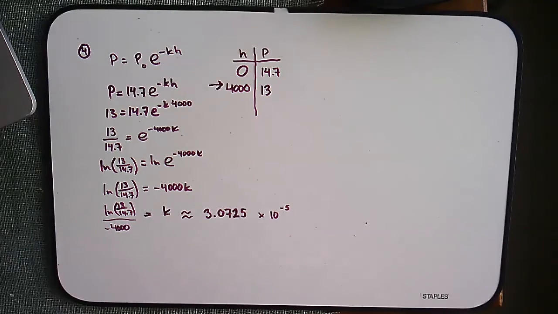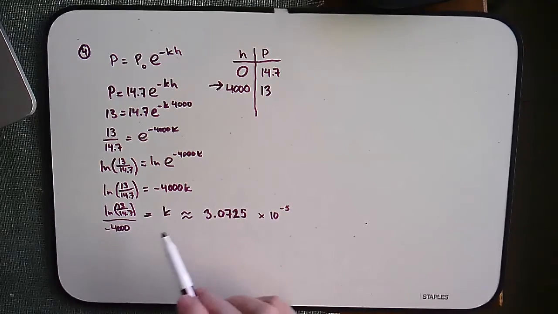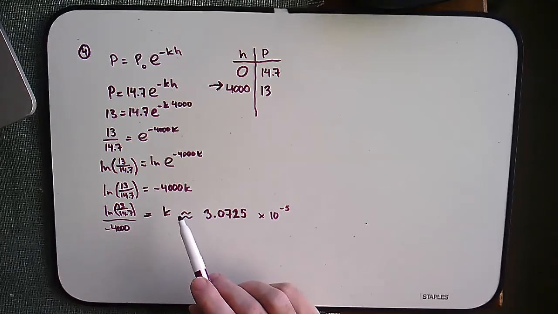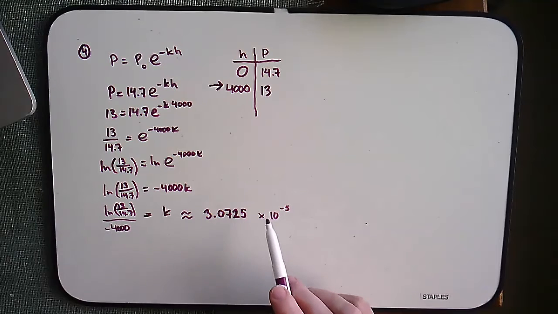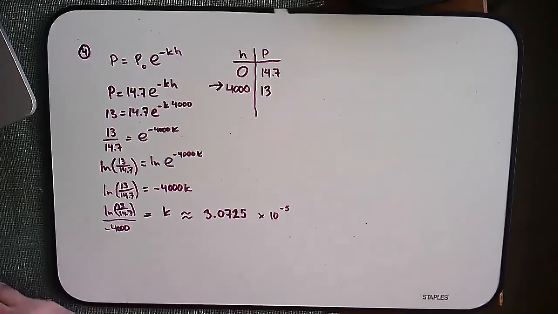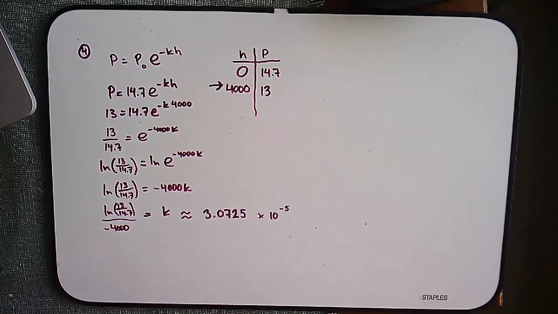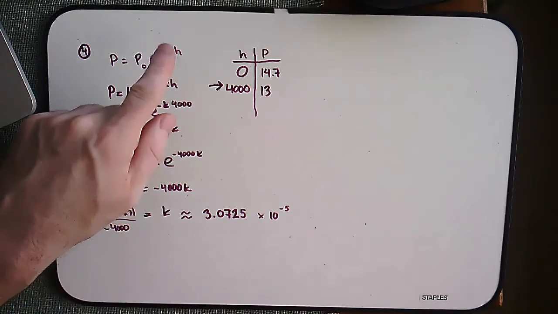Okay, I'm back. I've asked my computer to calculate this quantity, natural log of 13 over 14.7 divided by negative 4,000, and that gives us k being about 3.0725 times 10 to the negative fifth power. So a very small quantity there. And hopefully it makes sense why that would be so small. We're talking about by how much the atmospheric pressure changes given a change in altitude of 1 foot. So it's very tiny. K is positive in this equation, but notice that also in the equation itself, we're going to be raising e to the power of negative kh.